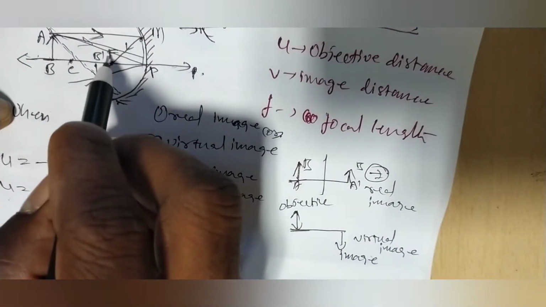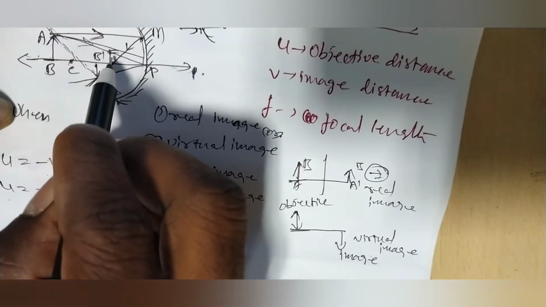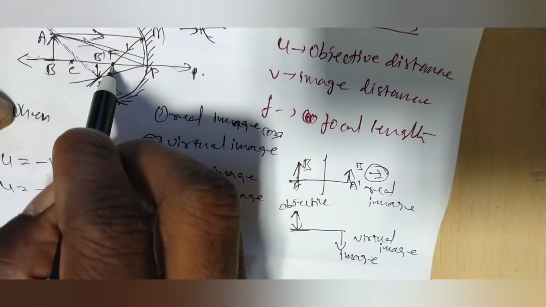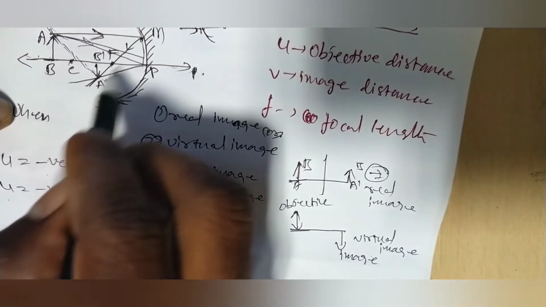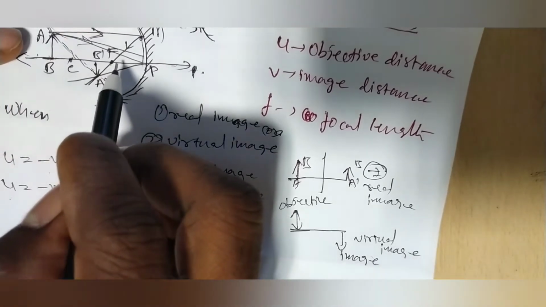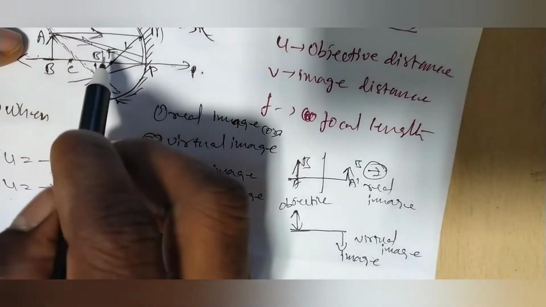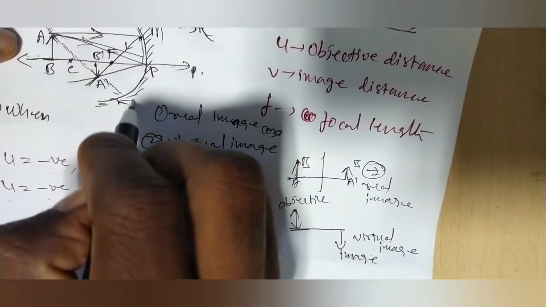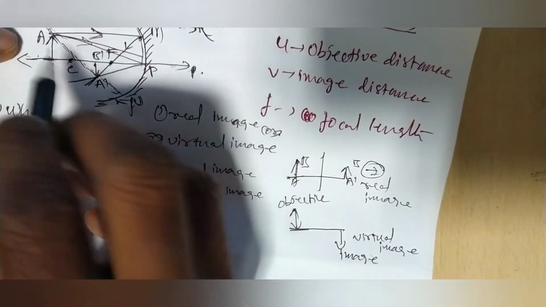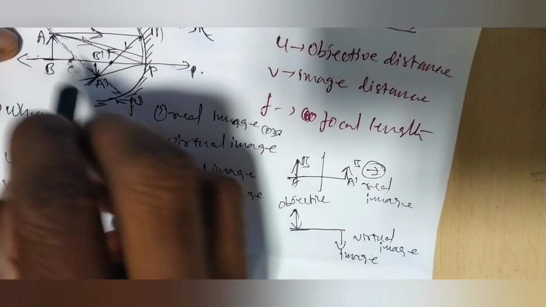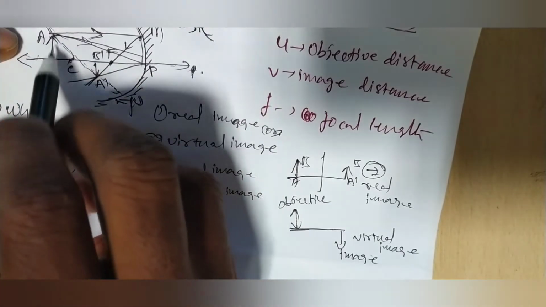Here F is the focus of the mirror. F is the focus of the mirror, meaning the reflected rays go through the focus of the mirror. That was explained in the previous lecture. Okay, for the mirror, we can draw ACN, where N is a normal line.